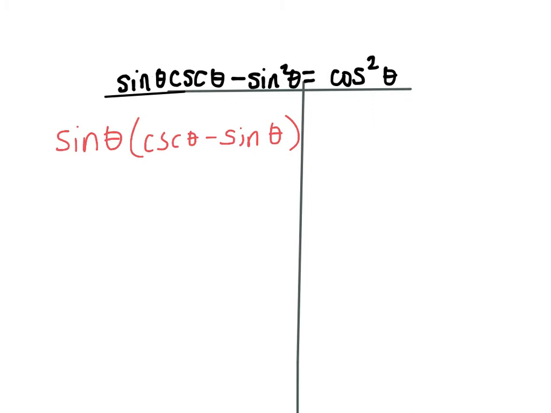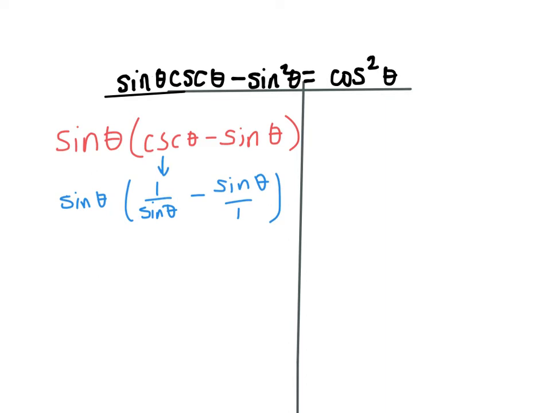Now the second thing I'm going to do, I'm going to keep my sine theta out in front because we don't need to worry about it right now. So I have sine theta, and I'm going to change my cosecant. If I look at my identities, cosecant is the same as 1 over sine theta, right? And I have minus sine theta over 1. We're good to go there.